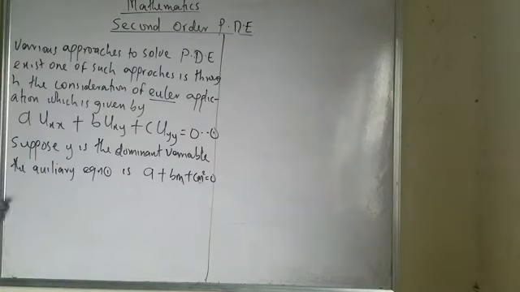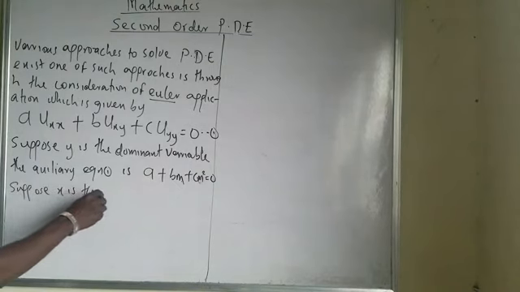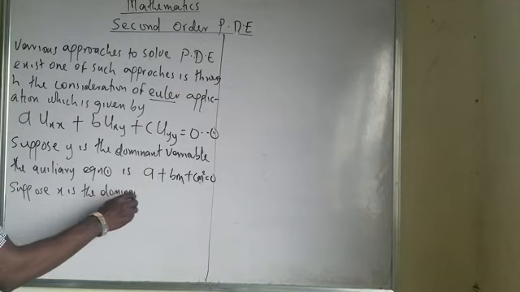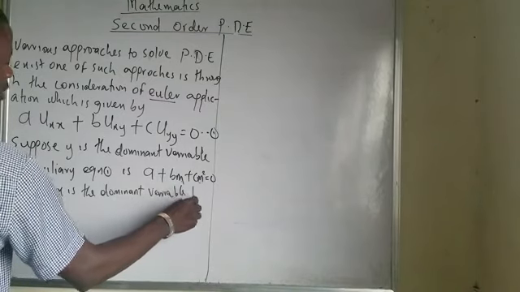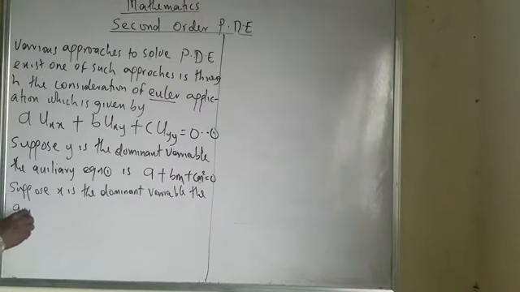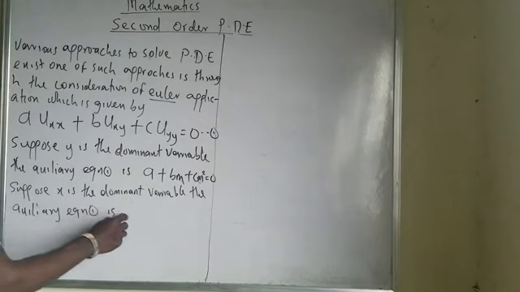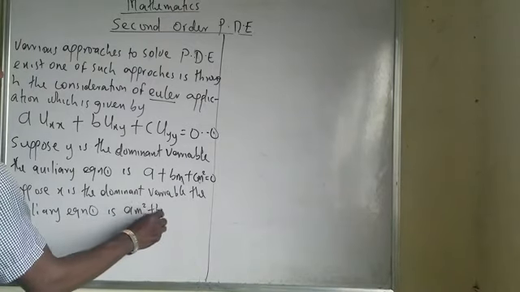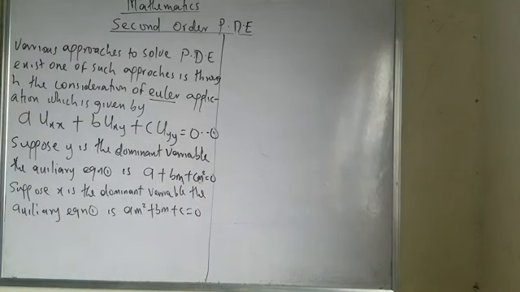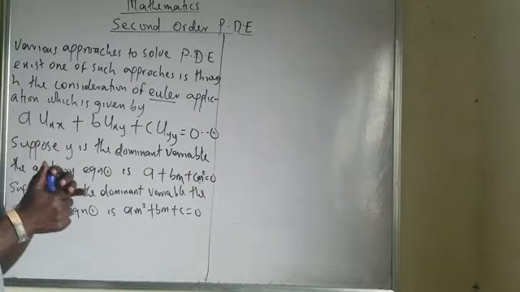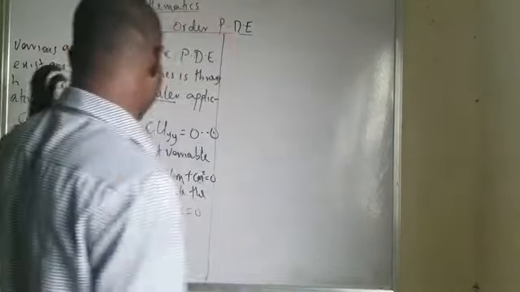Now the condition 2, suppose x is the dominant variable, the auxiliary equation, which is equation 1, is am squared plus bm plus c equals to 0. Now, please take note of that. This is a very, very powerful condition when it comes to second order PDE. This is very, very important.